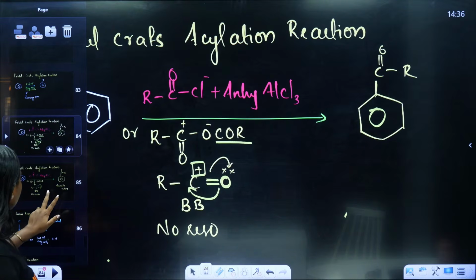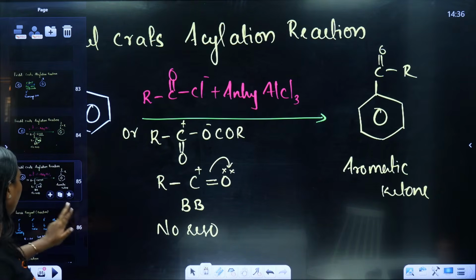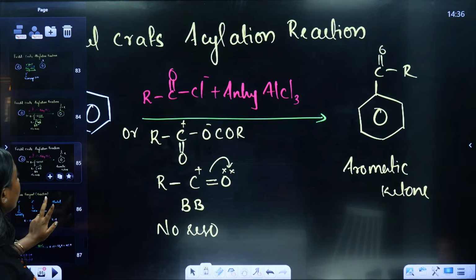Then next, you will get an aromatic ketone. Okay, so you will get aromatic ketone.